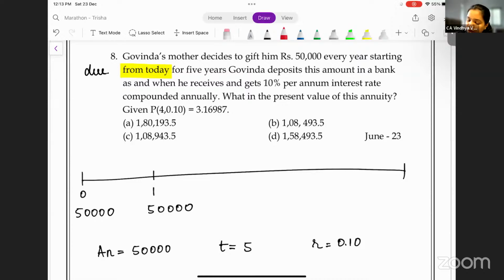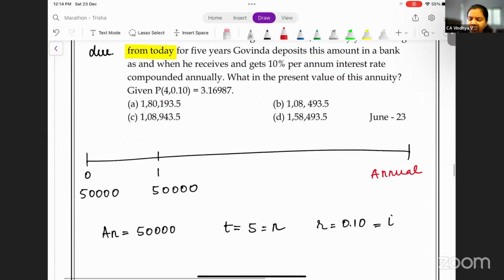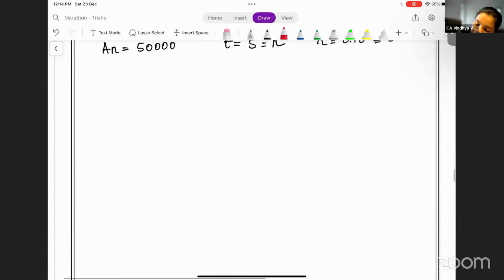compounded annually. So we know that this is a case of annual compounding where T is equal to N and R is equal to I. So make it a point that you write annual in the side. It's easier for you to calculate. Now, what is the present value of this? Now we have a formula, present value annuity due formula. Why do we use due formula? Because here they have given starting from today and they have asked you the present value specifically. What is the present value annuity due formula?